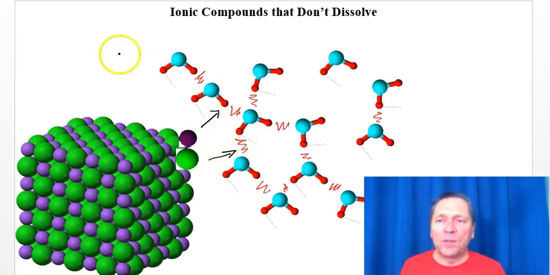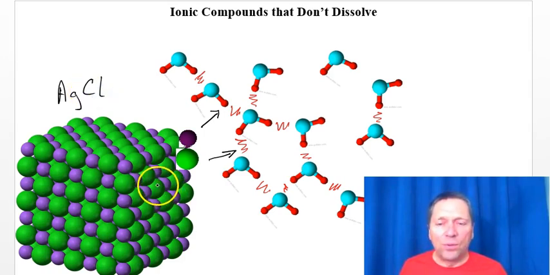So a substance that might do that might be silver chloride. So it's AgCl. Silver chloride won't dissolve. The energy required for it to break into those bonds is too great.